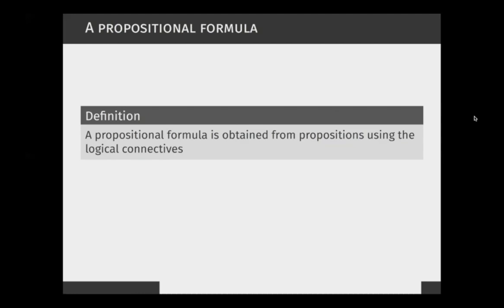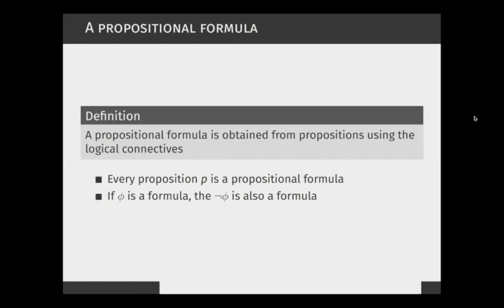A formula is obtained from propositional variables using all the logical operators that we discussed in our previous video. And in logic, we always define things inductively. So how do you form expressions from variables? Every propositional variable, which we usually denote by P, Q, R, is a propositional formula. If phi is a formula, then its negation is also a formula. And if we are given 2 formulas, phi and theta, then their logical and, logical or, implication, and bi-implication also give you new formulas.